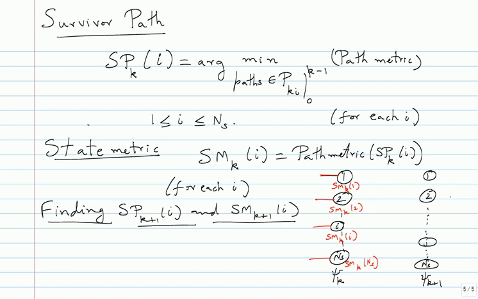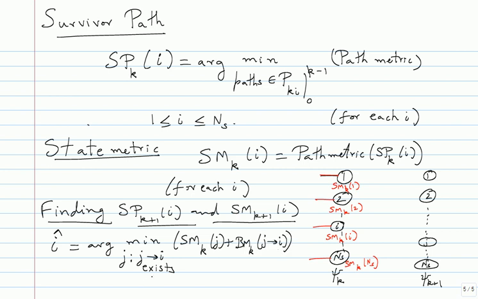Okay, so how do you join this? That is the problem that is solved in the Viterbi algorithm. It's very, very simple. Once I write it down, it's extremely trivial. So you basically solve this problem. I'm going to find I hat, which is the argmin over j such that the branch j to I exists, of the state metric at j plus the branch metric k from j to I. Okay, so it's very, very simple.